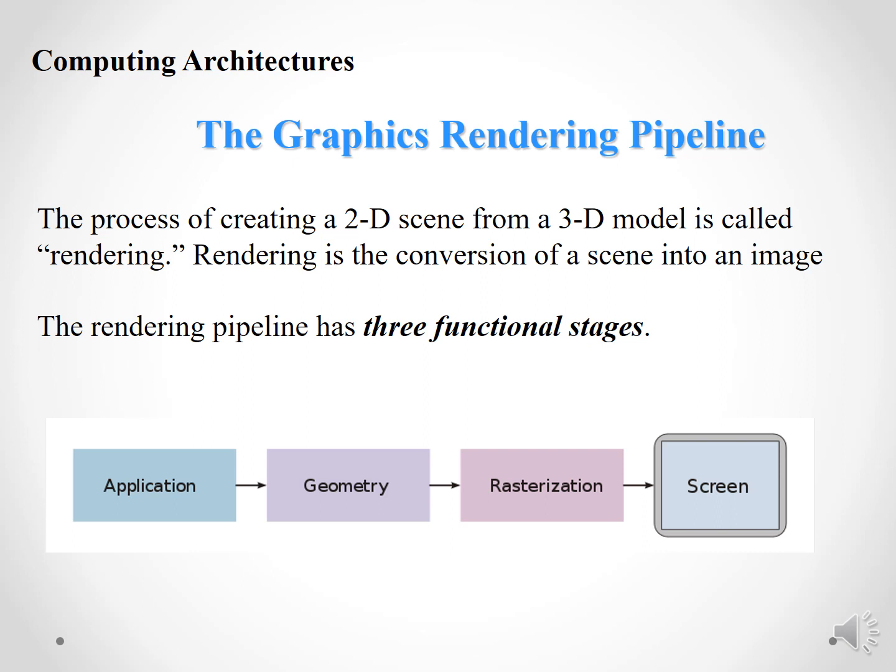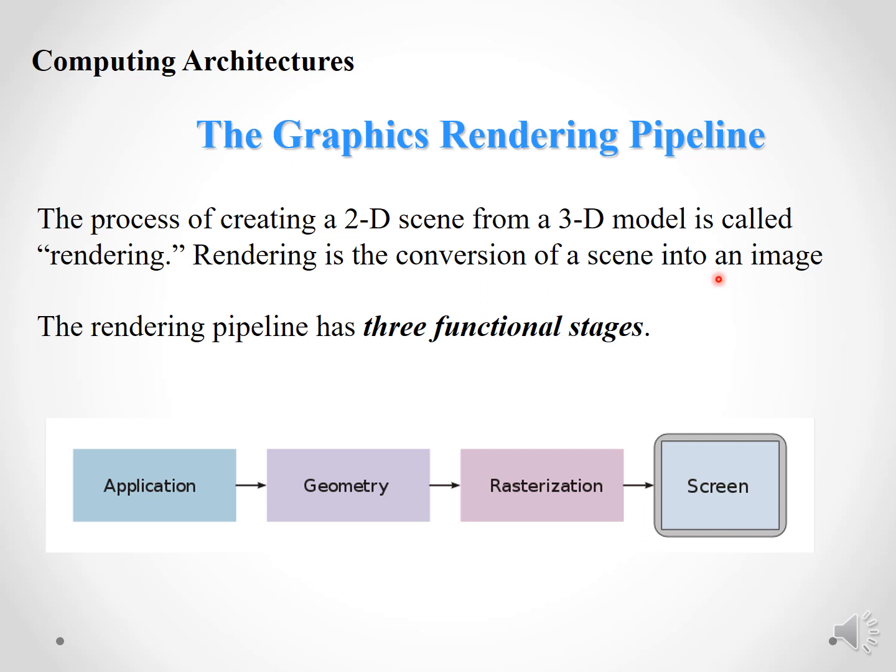What is the graphic rendering pipeline? Based on this definition here, first, rendering. What is the meaning of rendering? Basically, rendering means the process of creating a 2D scene from a 3D model. So this is the process or method of creating a scene from a model. First we get the 3D model, and then it needs to be changed into the 2D scene so that it can be seen by us through the screen. So generally, rendering is the conversion from a scene into an image.